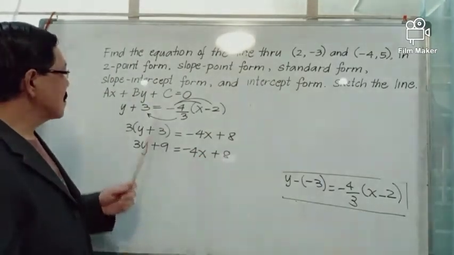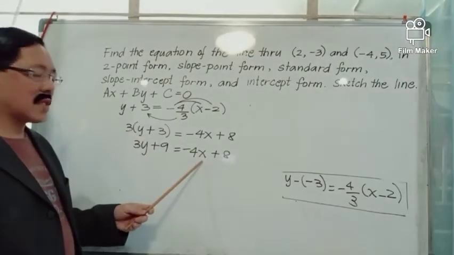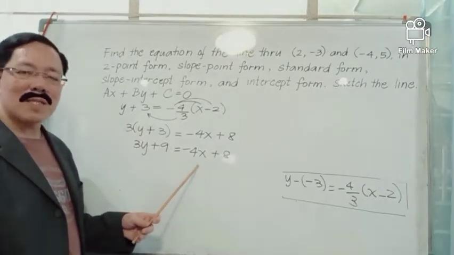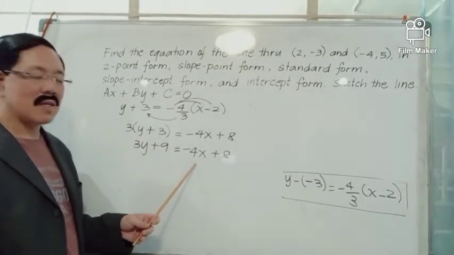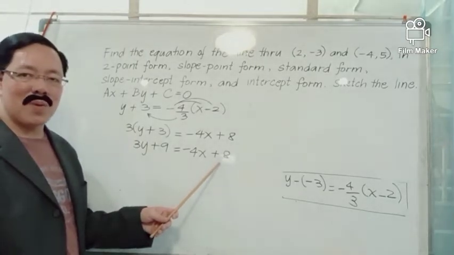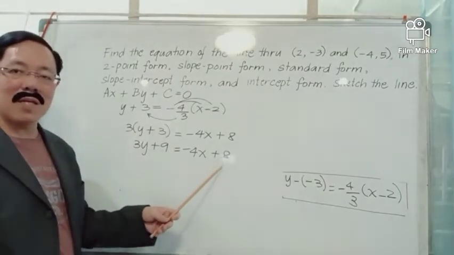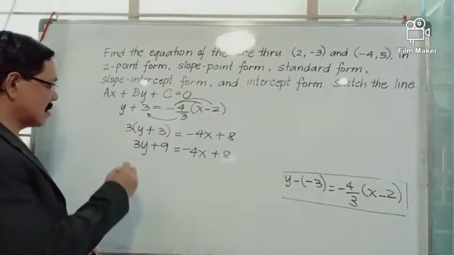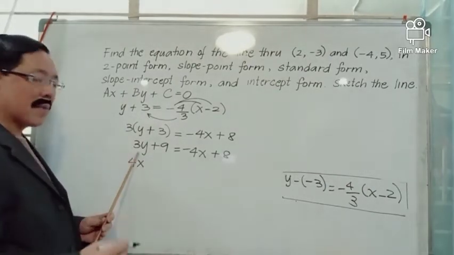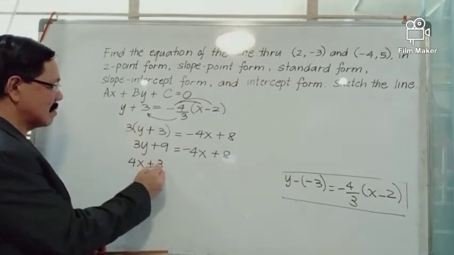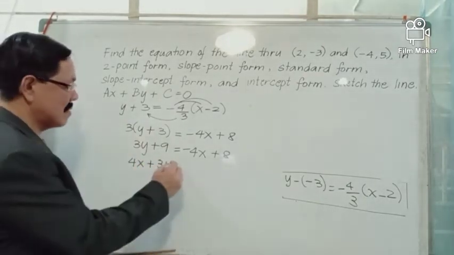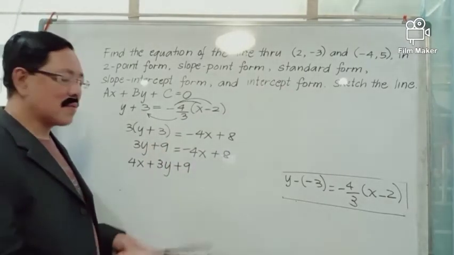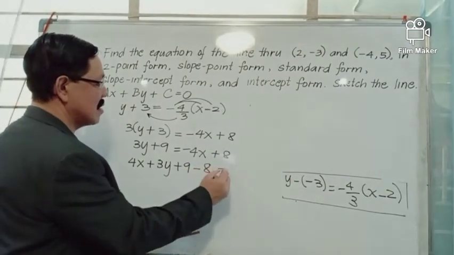And to write the equation in standard form, we transpose these two terms from the right to the left. When we transpose -4x to the left, we take the opposite sign of -4x. And the same with 8, when we transpose 8 to the left, we take the opposite sign of 8. We transpose -4x to the left, we get positive 4x plus 3y plus 9. We transpose positive 8 to the left side, we get -8 equals 0.